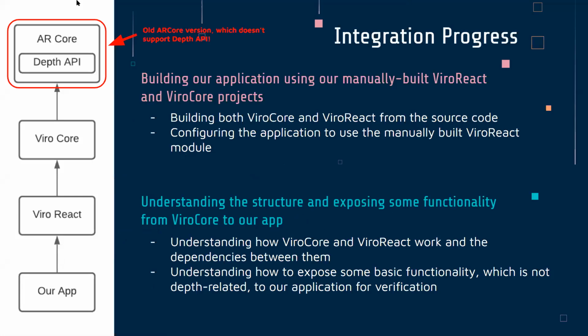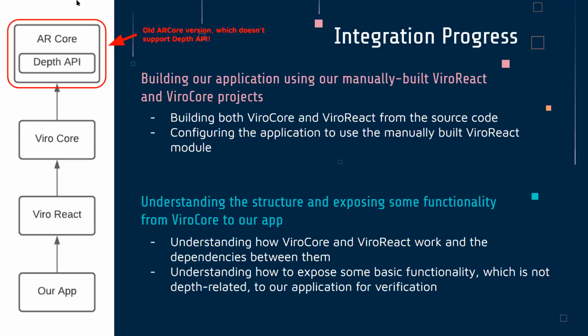So I want to talk a little bit about the structure of our application, the dependencies in our application. Our application is using Viro React, which is using Viro Core. Viro Core is something created by the same company, but it's basically a wrapper around AR Core that provides some higher level functionality. The problem is that the latest version of Viro Core does not contain the latest version of AR Core, so it does not support Depth API. So we need to fix that.